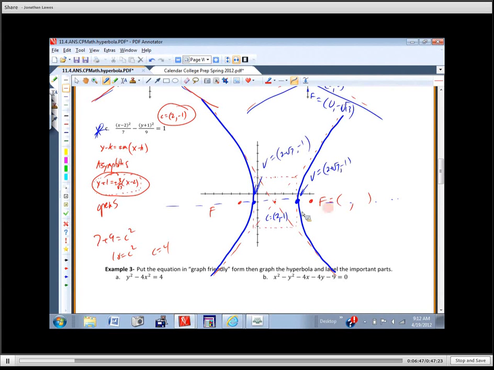So that focus is, well, they're all going to have a y coordinate of negative 1. And I was at 2 and I went forward 4. So that's going to put me at 6. And I was at 2, I went back 4, that's going to put me at negative 2.